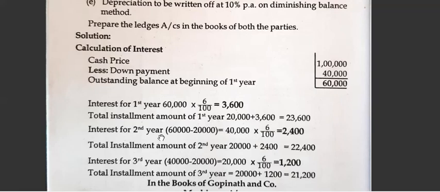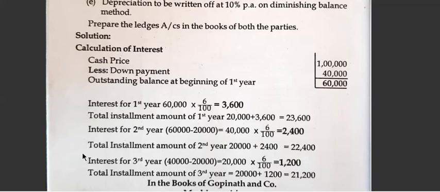Okay, now if you come to the second year, what is the interest? 60,000 less 20,000 paid, so what is remaining? 40,000. 40,000 into 6% is 2,400. So what is the installment for the second year? 20,000 is the installment amount excluding interest, plus interest of 2,400. So the installment amount is 22,400.